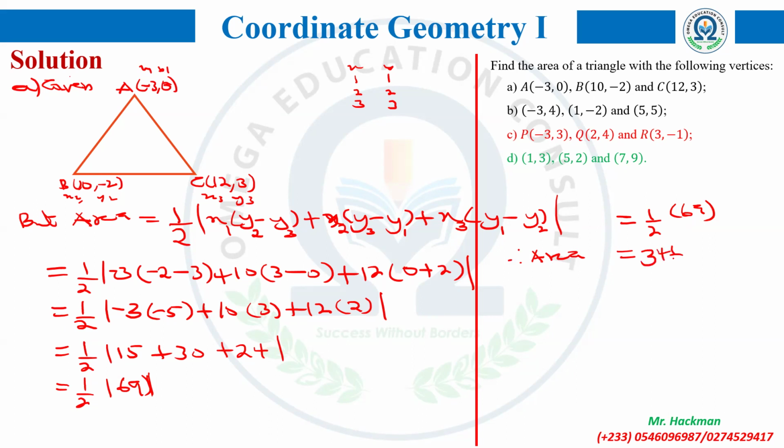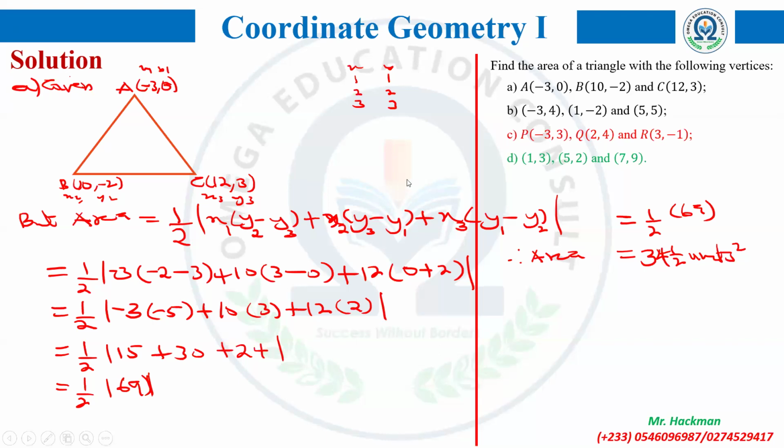Please take note, it is area. An area must always have a unit, and the unit will be squared. So it will be unit squared. Is that clear? If you know the exact unit, then you write that unit there. As simple as that. Is my point well made?